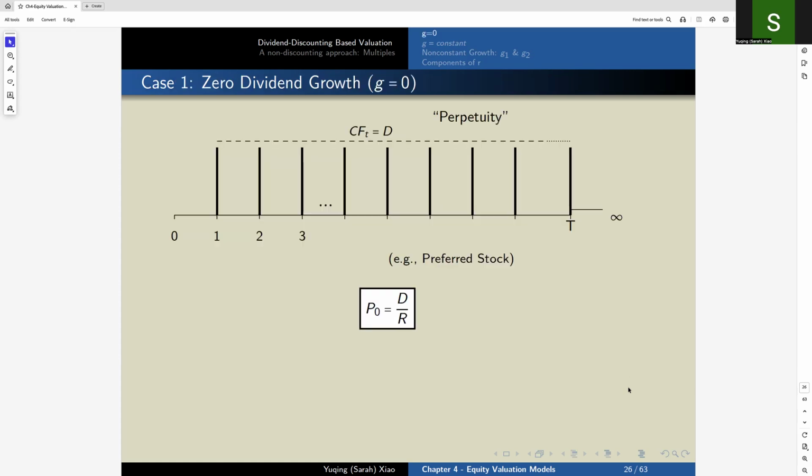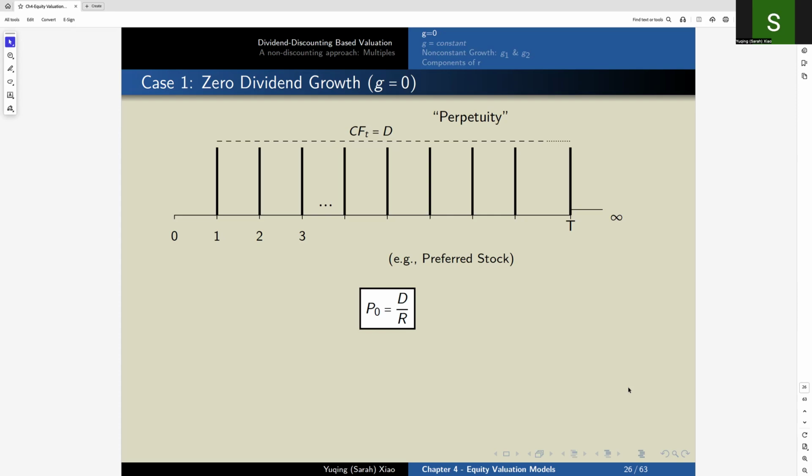So now is the time to start with the simplest case, zero dividend growth. Imagine a stock that pays the same dividend every single year, forever. The timeline here shows a flat stream of payments, identical each year. If you can see the pattern here, you are right. It's just a perpetuity. That means the stock price today equals the dividend divided by the required return.